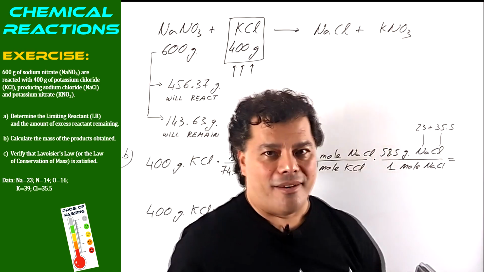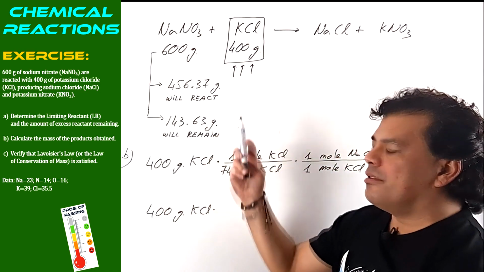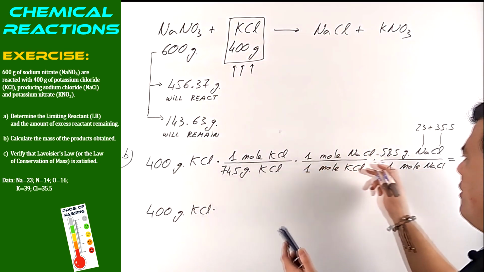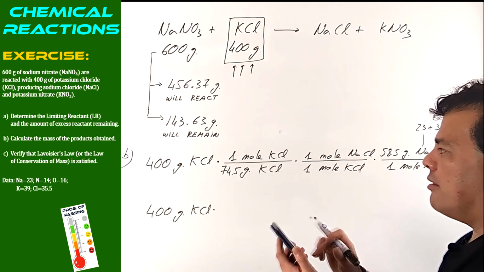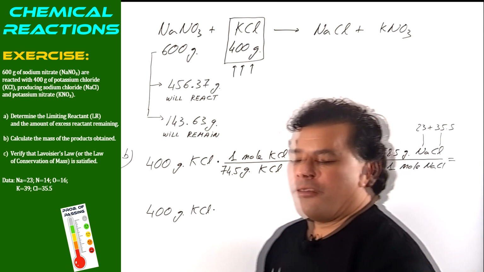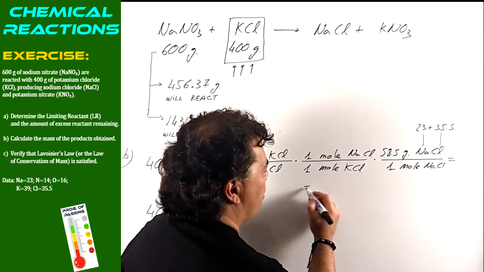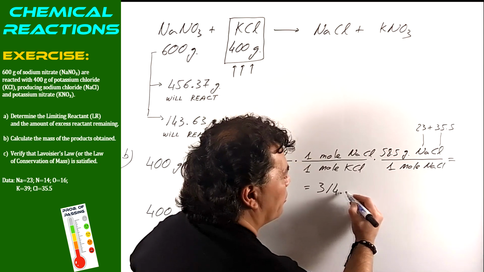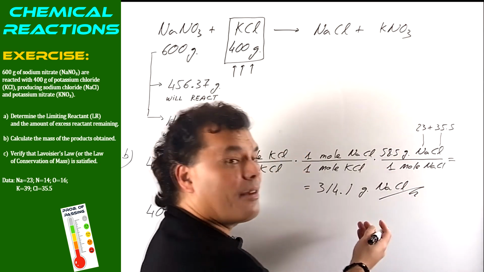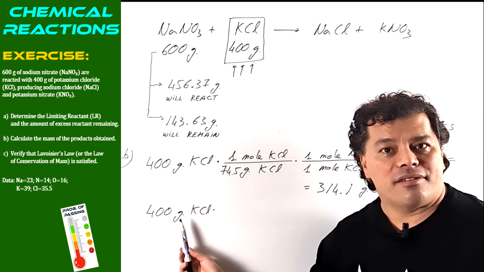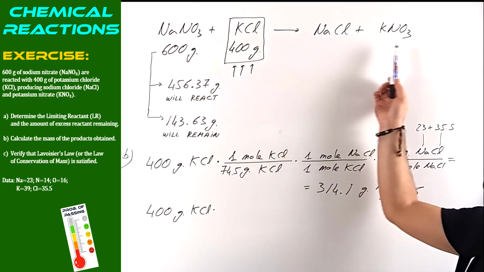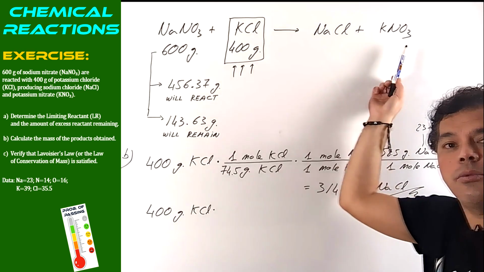58.5. And now, in this reaction, we will obtain 400 multiplying 58.5 divided by 74.5. It gives us 314.1 grams of sodium chloride. Easy, right? And now it's time to move from 400 grams of potassium chloride to calculate the amount of potassium nitrate that we are obtaining.